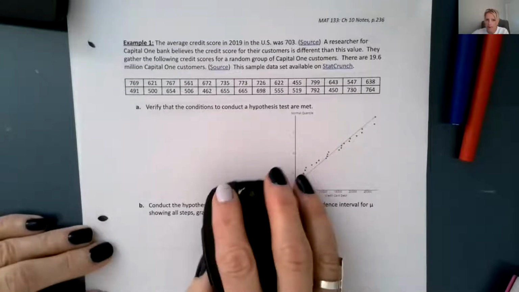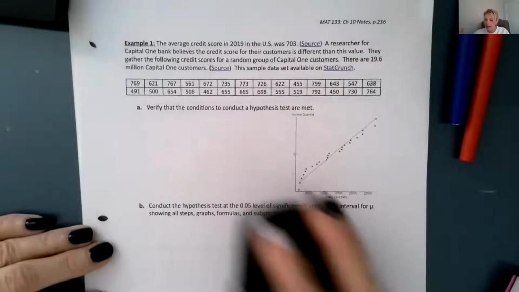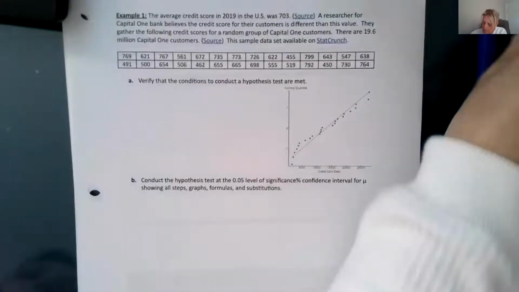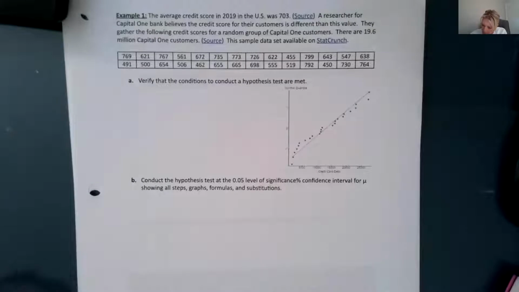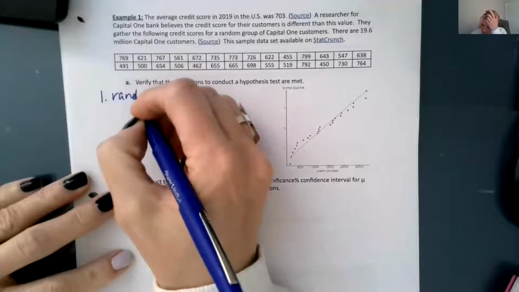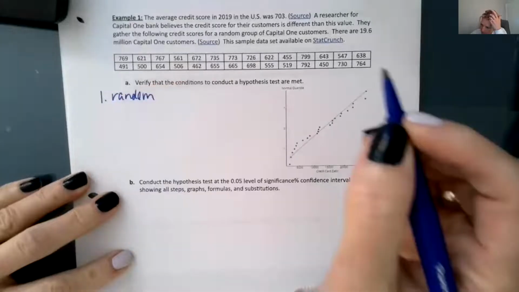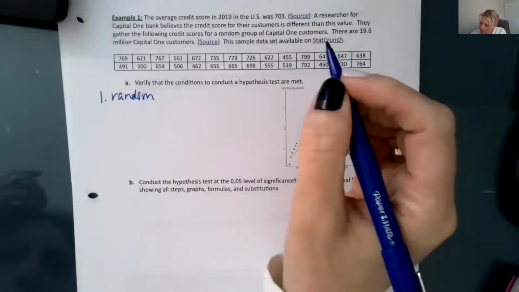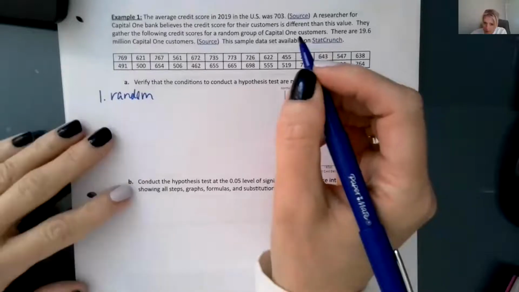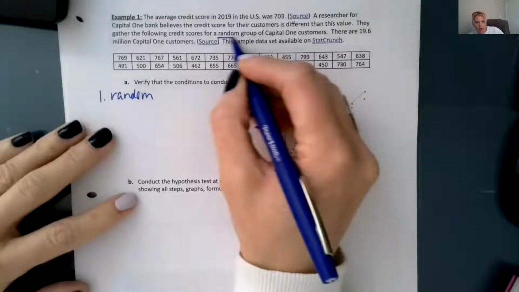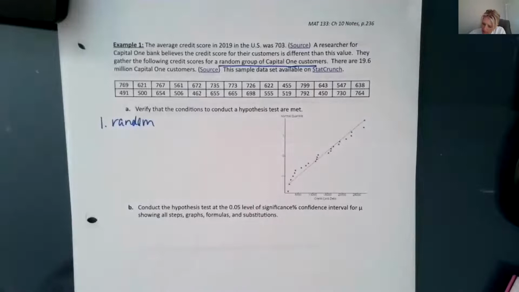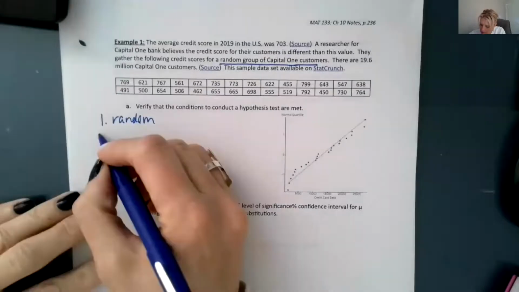So let's get started on verifying our conditions in A, and then we'll hop to StatCrunch to look at our data. So is our sample random? Yep, a random group of Capital One customers. And then 2 is independence.